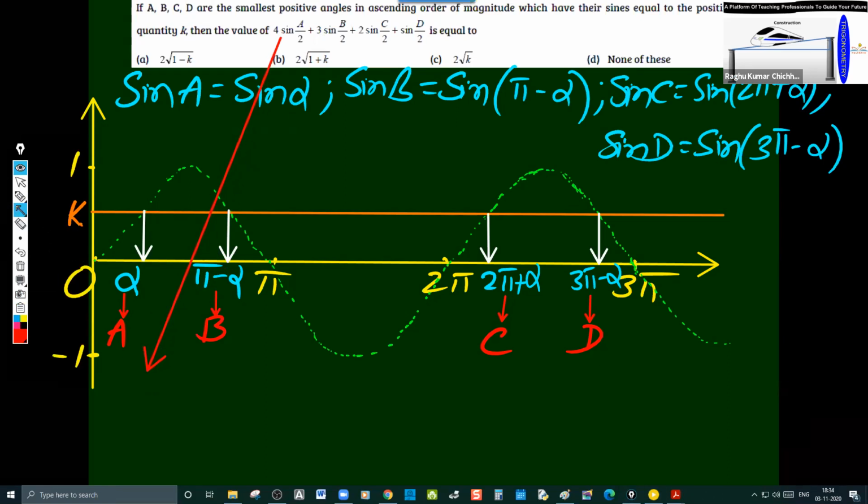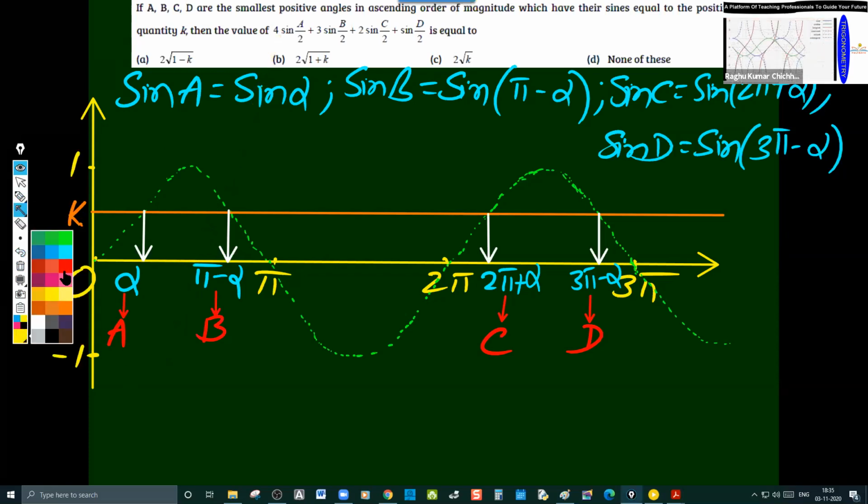Let me change the color. One moment. That red is clashing there. This one I'm taking out. Yeah, again you'll get confusion. Just a moment.